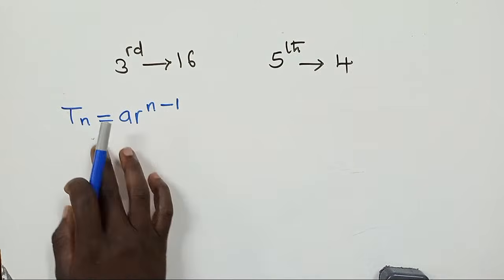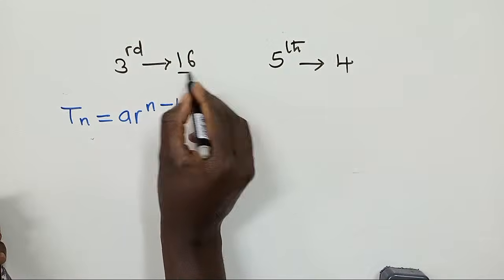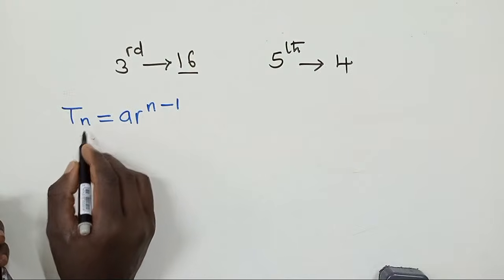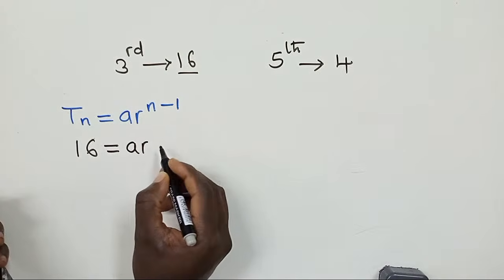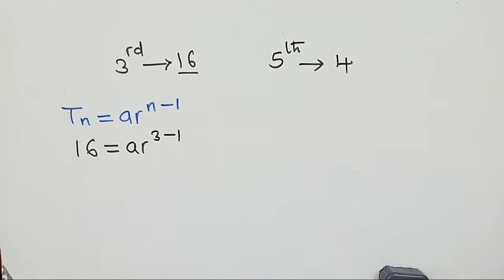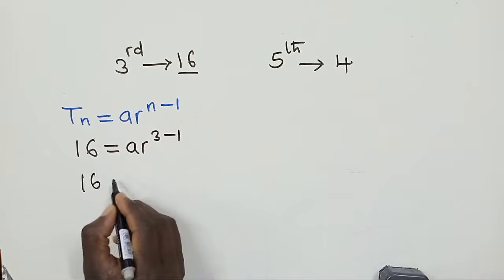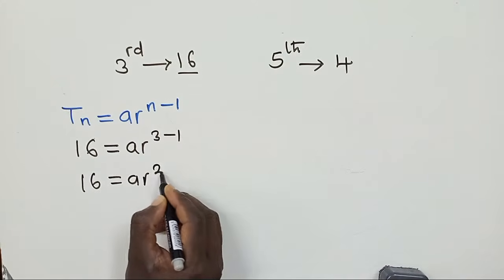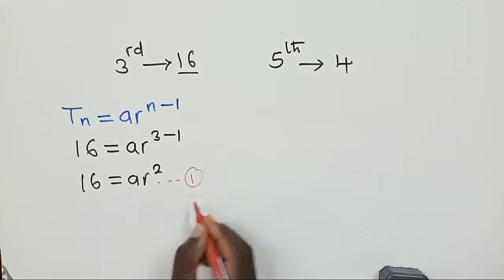So now, since we've gotten this formula, and they have said the third term is 16, where there is T sub n, we put 16 is equal to A, which we don't know and is what we are looking for, and R, which we also don't know. But on n, we're going to put 3 because it's the third term, minus 1. You see the way it looks? So now we can clean up the equation. We have 16 is equal to A R power 2, because 3 minus 1 is power 2. So keep this, it is very important. We'll call it equation 1. We'll keep it and come and use it later.